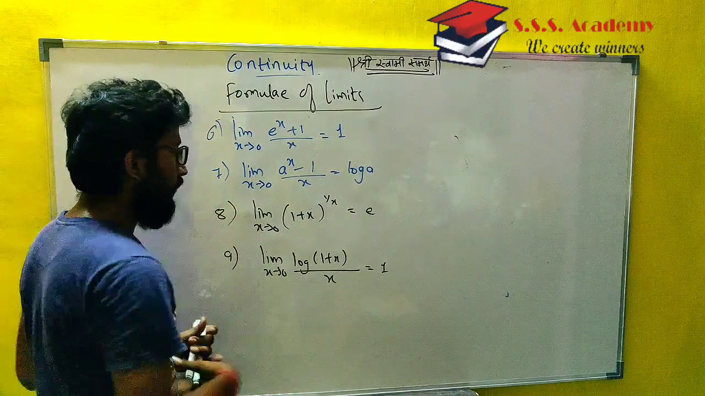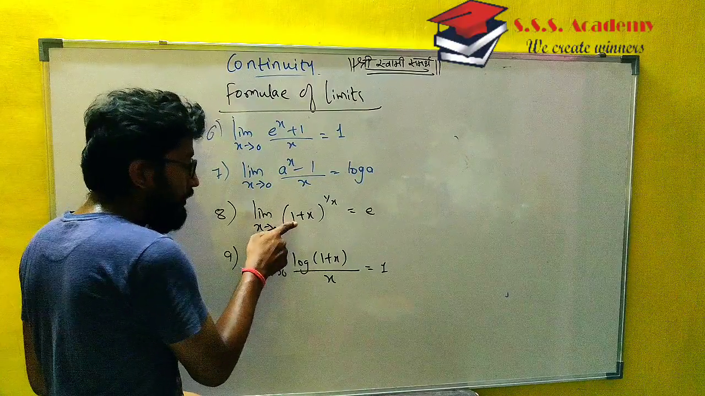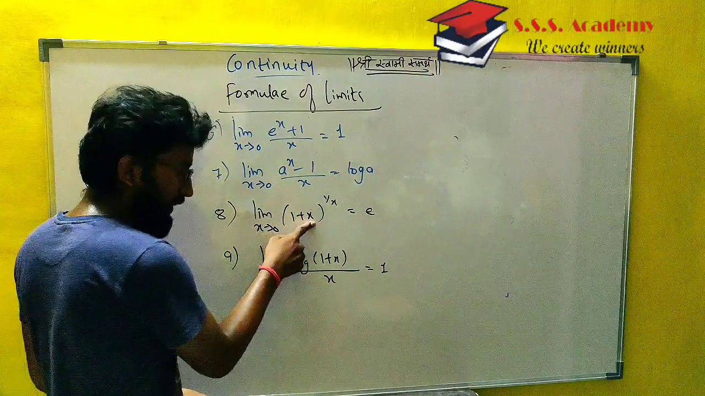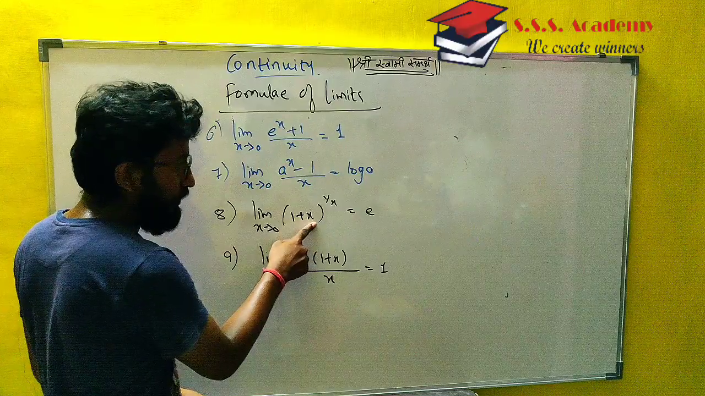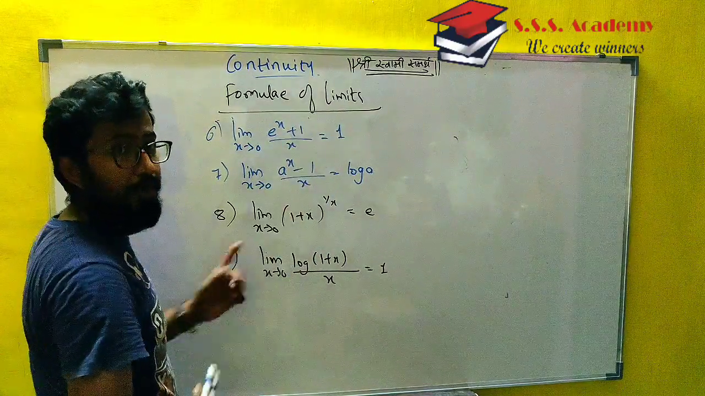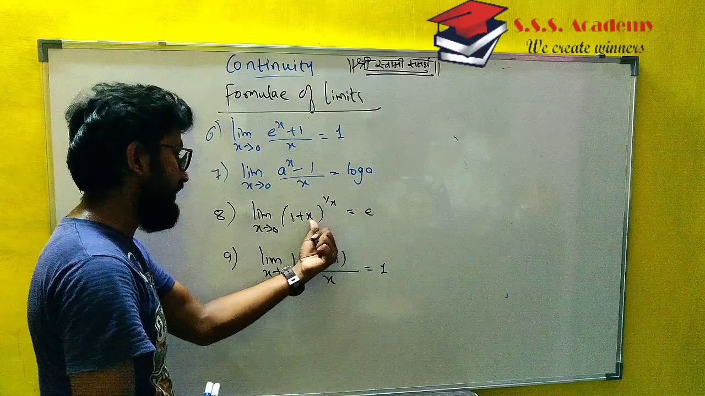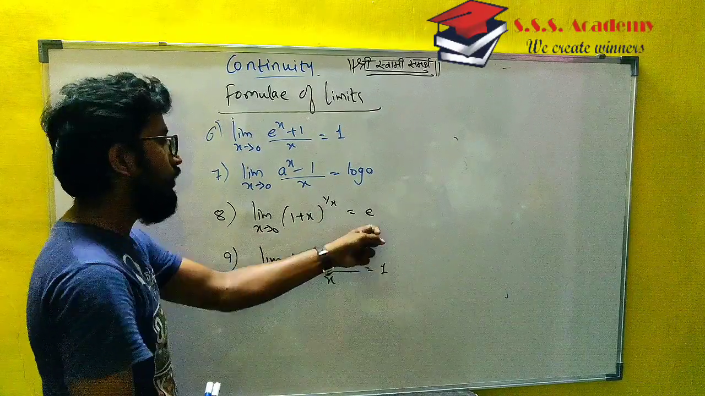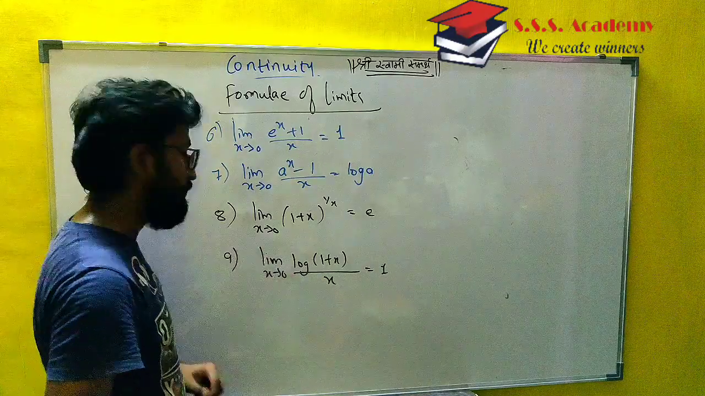Okay, for the 8th one, in the base there must be 1 plus x, and whatever the x is over there, the whole raised to its reciprocal must be present, and this x must tend to 0, then only the value is e.